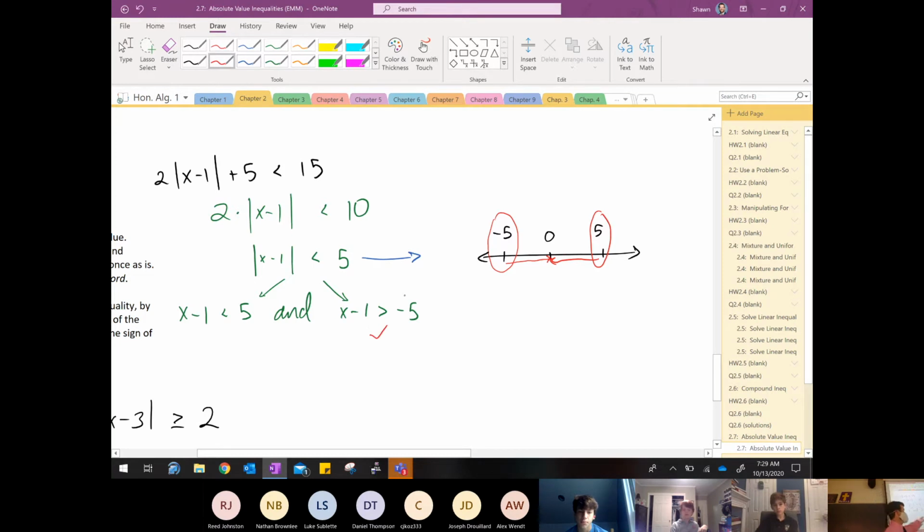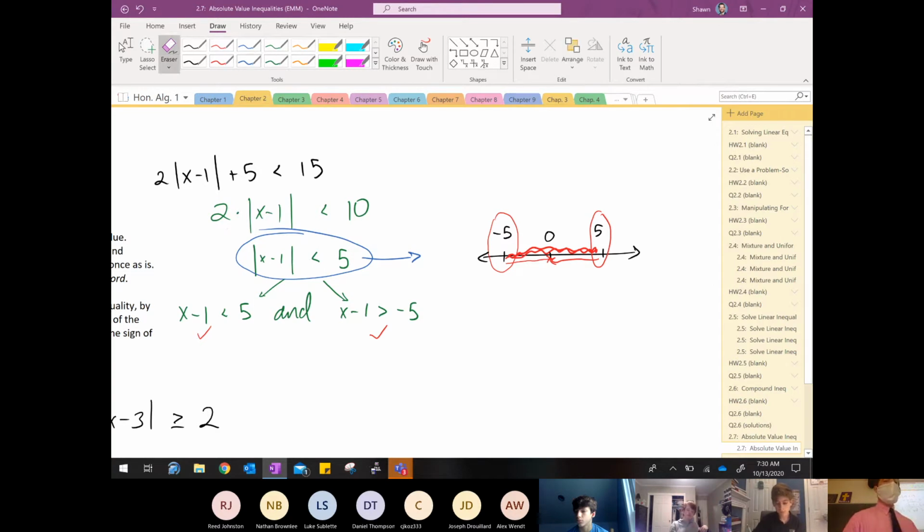Check what I just put a check under there. x minus 1 would be greater than, in other words, to the right of negative 5, and it's going to be to the left of positive 5. In other words, it's going to be between these two values right there. x minus 1 would live somewhere between those two values. That's exactly what this statement right here that I'm circling in blue means. It means that x minus 1 is between negative 5 and positive 5.